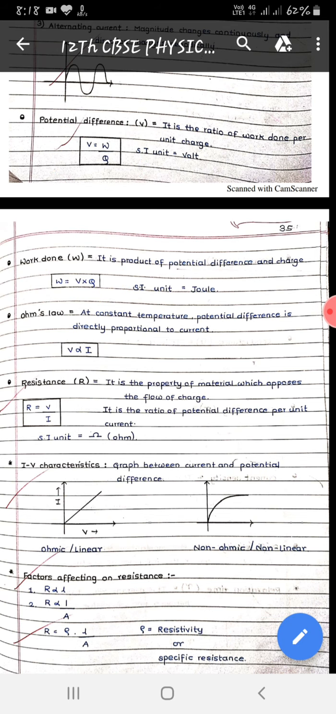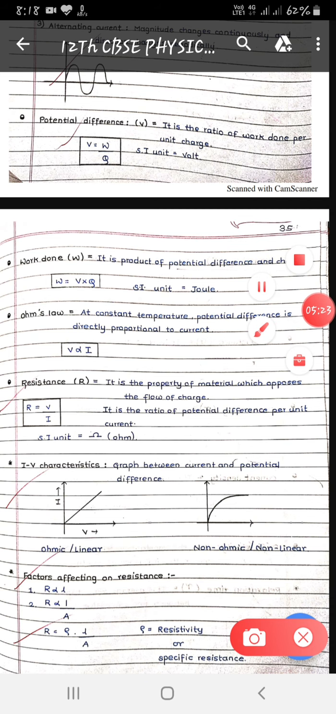So first I'll explain what is work done. Work done is nothing but the product of potential difference and charge, and the SI unit of work done is joule. Next, the potential difference. What is potential difference? It is the ratio of work done per unit charge. It means W amount of work done, or energy required, to transfer Q amount of charge from one terminal of the conductor to the other terminal.